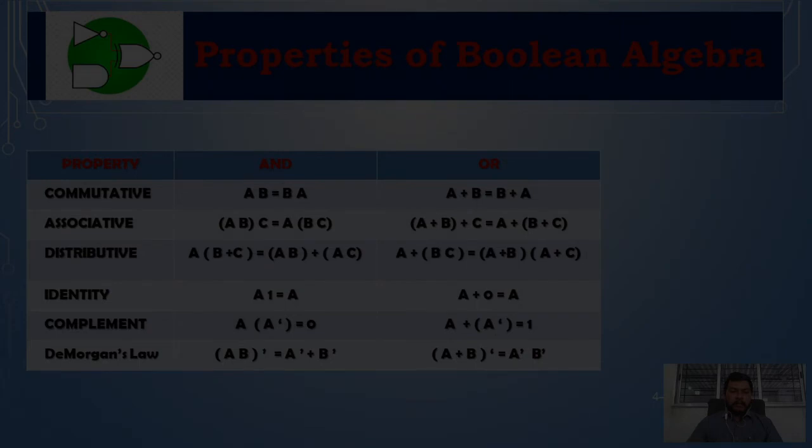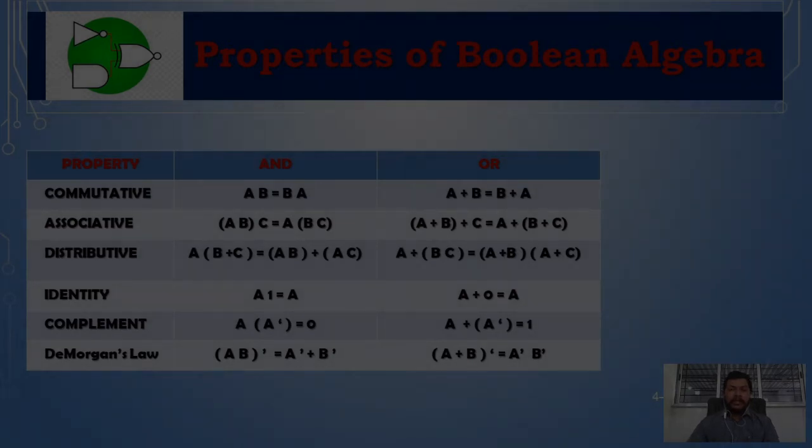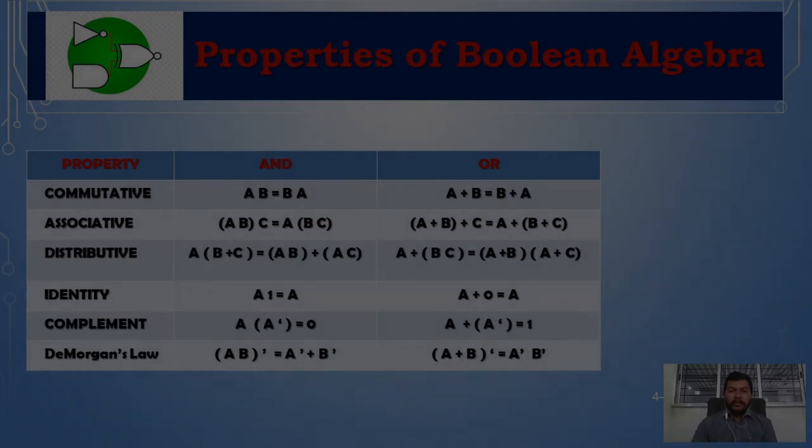Complements: when we multiply a by its complement, that is a dot a complement, it equals 0. Similarly, for the ORing operation, a plus a complement equals 1. Now De Morgan's laws: the complement of a dot b can be written as a complement plus b complement. And the second De Morgan's theorem states that the complement of the addition can be written as the product of the complements. So these are the Boolean algebra laws.